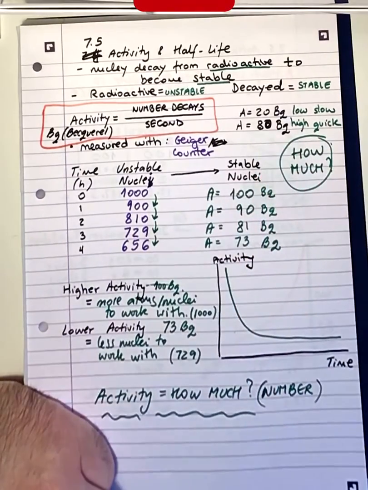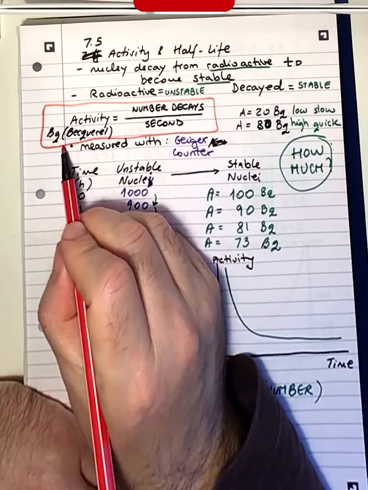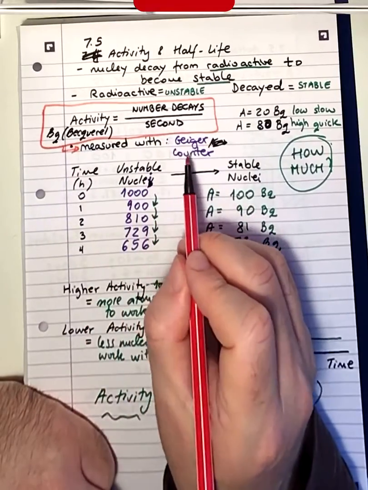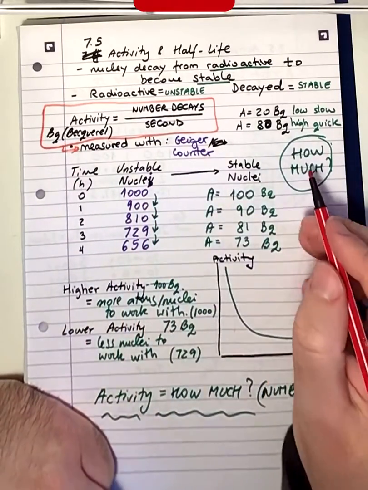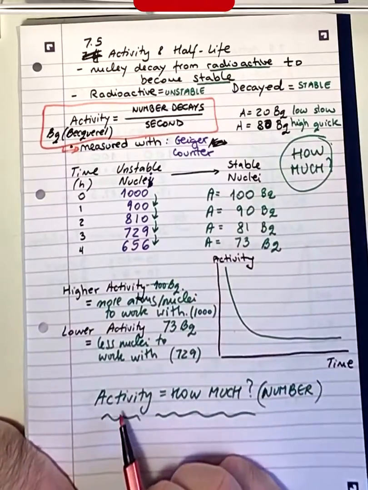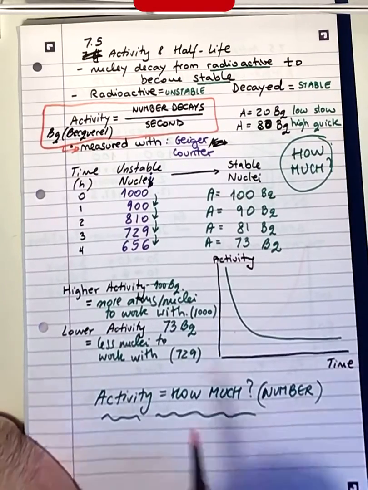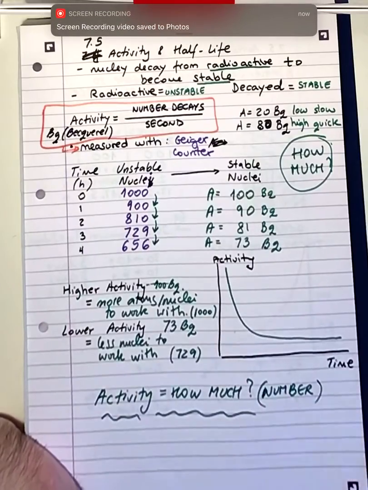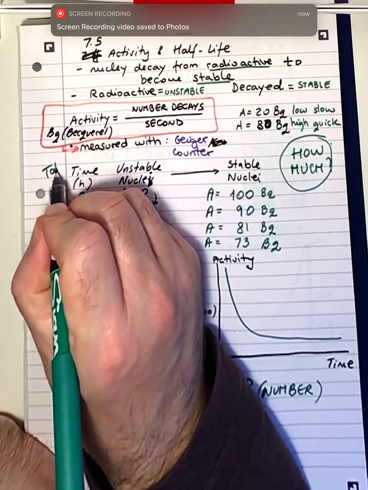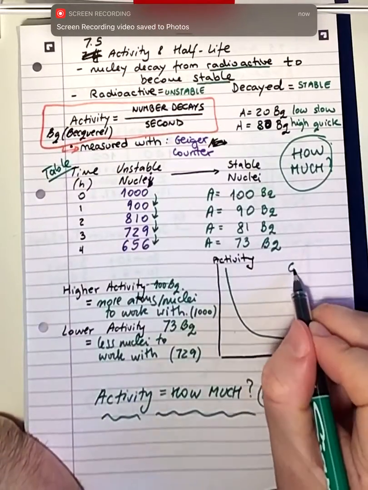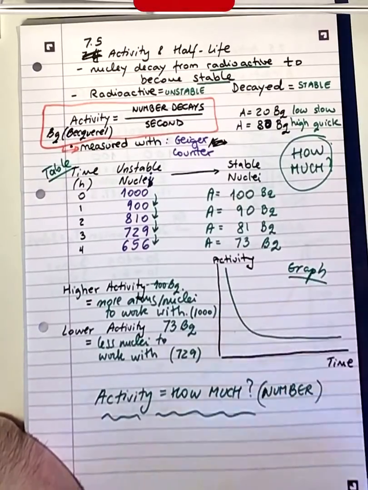It's happening quickly. This activity is measured with the Geiger counter and pretty much answers the question: how many nuclei decay every single second. I'm going to show you this through a table and through a graph. So we're going to have the table here and we're going to have the graph here.